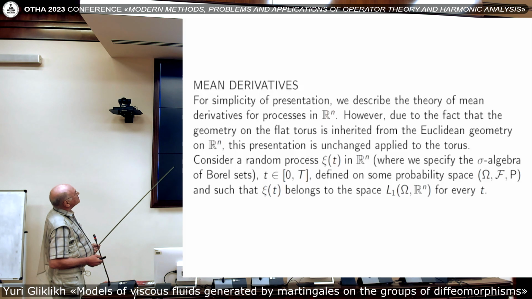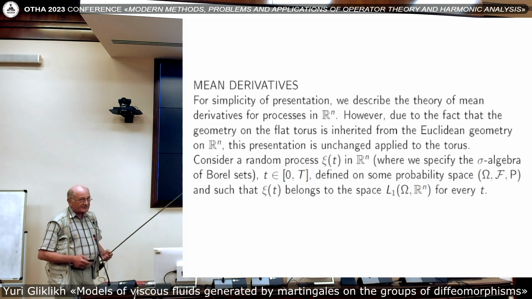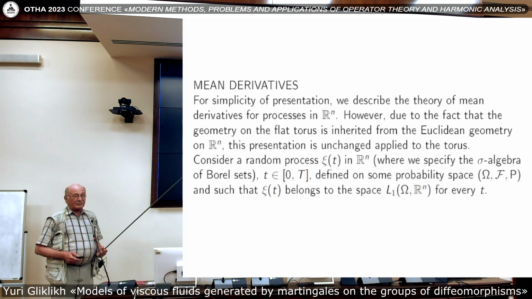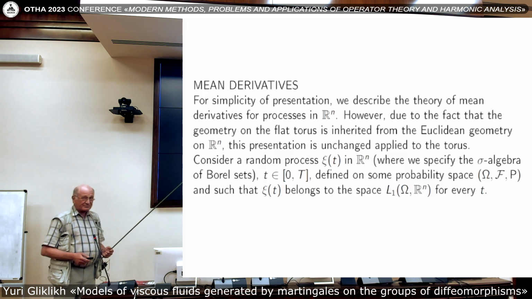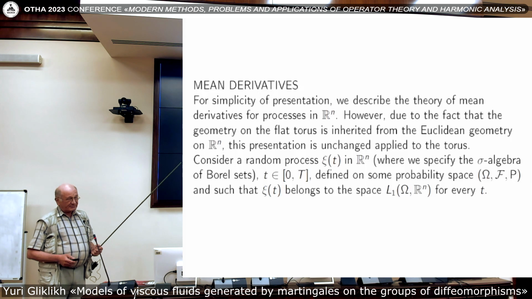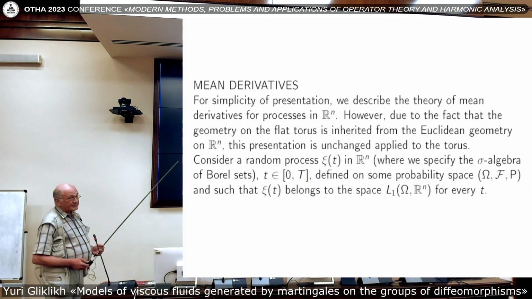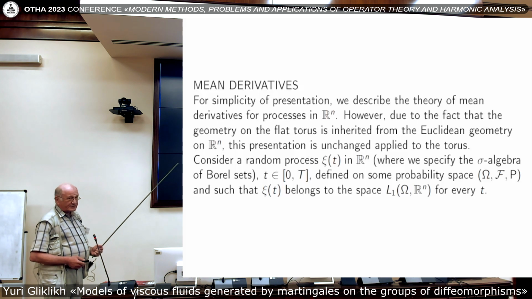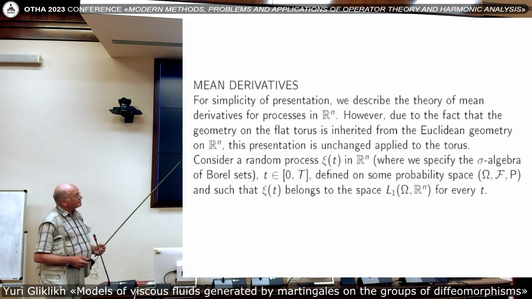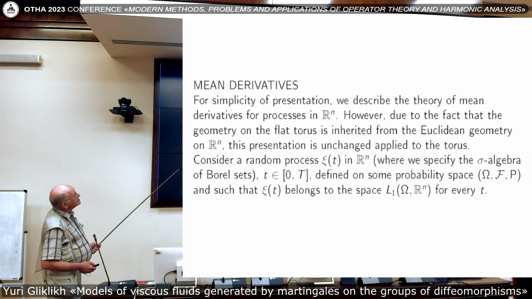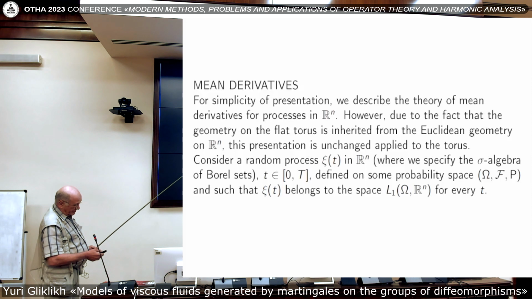And so what about mean derivatives? Mean derivatives were introduced by Edward Nelson in his paper of 1966. He published a new sort of quantum mechanics, called stochastic mechanics. But after that, it turns out that such equations arise in many other problems of mathematical physics.